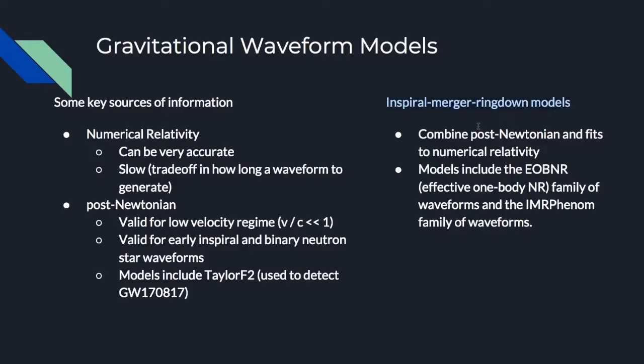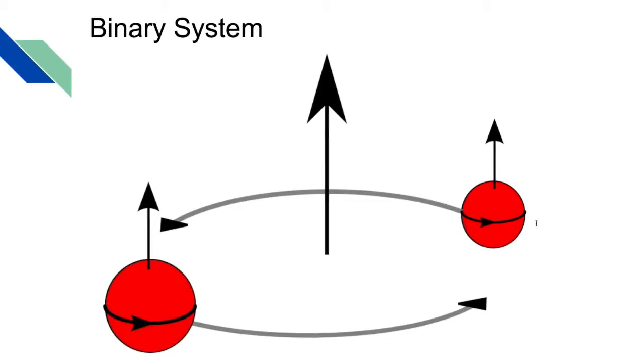In addition to these, we take into account analytic relativity, and then we combine these to make different, somewhat phenomenological models. These include a couple different families, as we talked about. There are families based on the effective one-body approach, and also the IMRPhenom family of models. The important thing to keep in mind is that these include some physical effects, but not necessarily all of them.